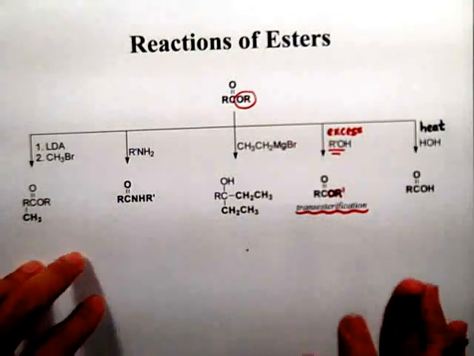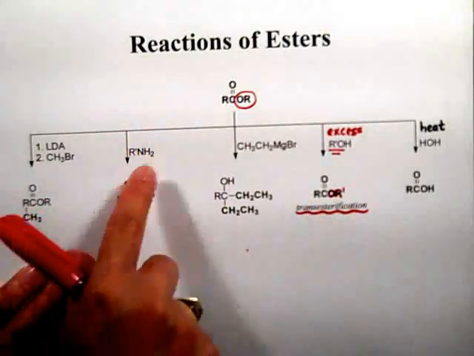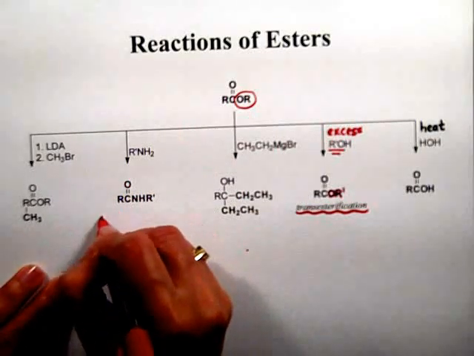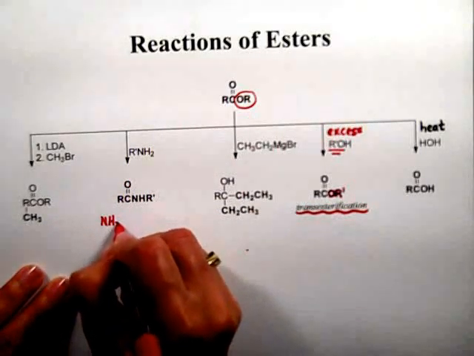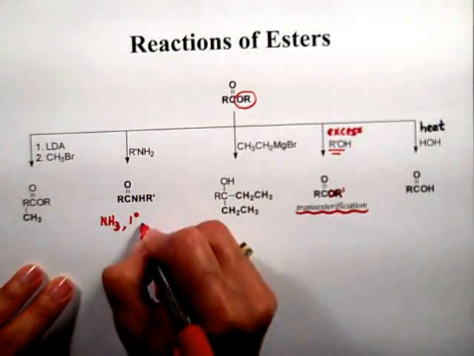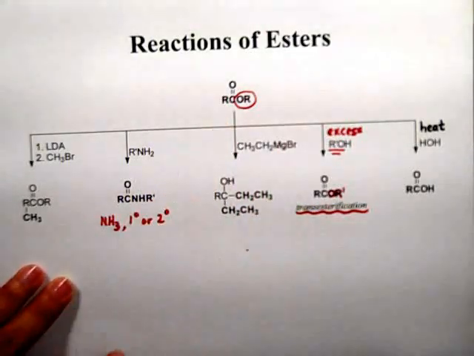All right, well, the other thing that was right underneath the ester was the amides right here. So again, we're going to replace the OR for the nitrogen, and the reaction is going to be a good reaction as long as you use ammonia or a primary or secondary amine. Tertiary amines will not do this reaction.